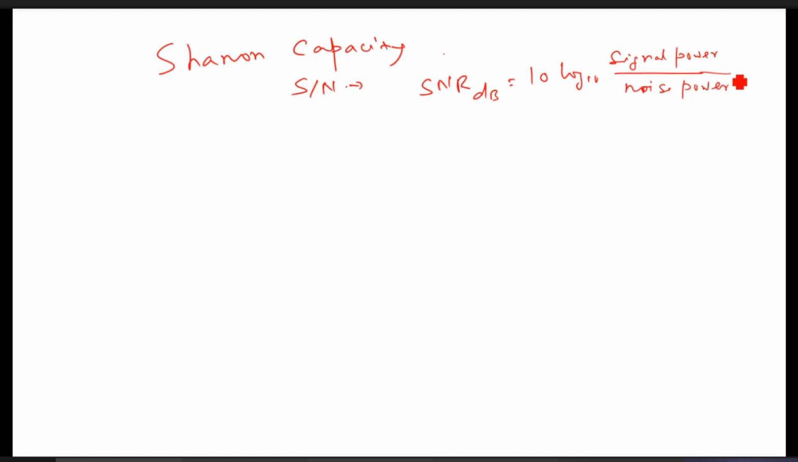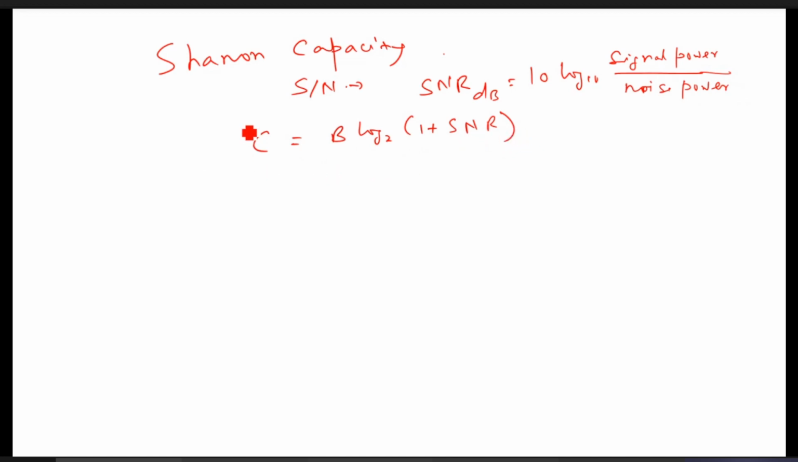These are the most important terms to determine the performance of any communication system: signal to noise ratio. This signal to noise ratio sets the upper bound on the data rate, the maximum channel capacity. In the presence of noise, it is C equal to B log 2 to the base (1 plus SNR). So that is the Shannon capacity.